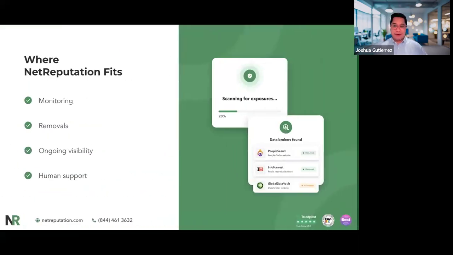So where does NetReputation fit in all of this? At NetReputation, our digital privacy protection program is designed to help clients monitor personal data exposure, manage removal requests, and track reappearance over time. Additionally, as you can see, I'm not an AI bot. We offer human support and not just technology. We don't claim to prevent all fraud or eliminate all risk. What we focus on is reducing exposure, improving visibility, but most of all, supporting informed decisions. We don't eliminate risk. We work to reduce exposure.